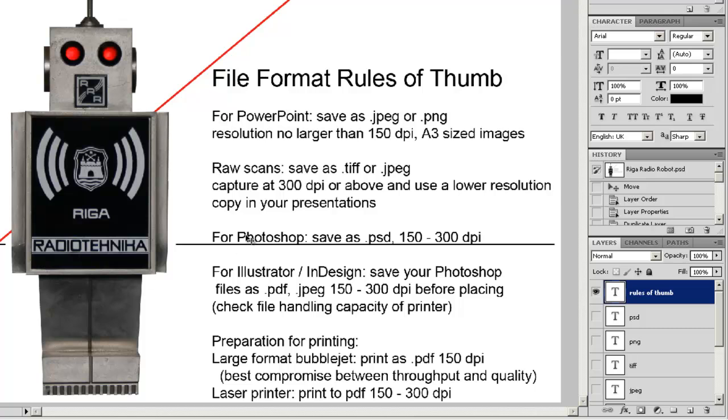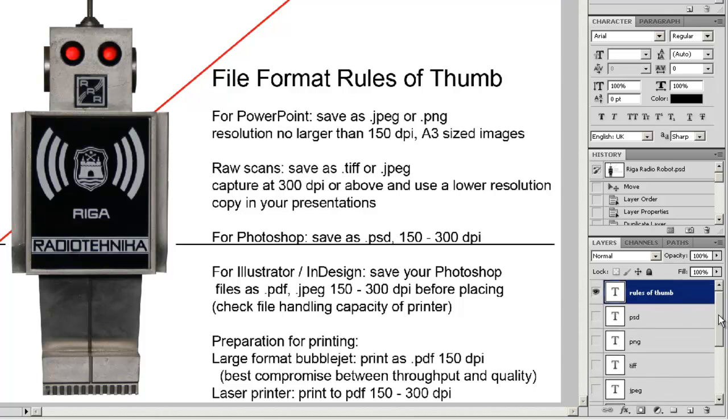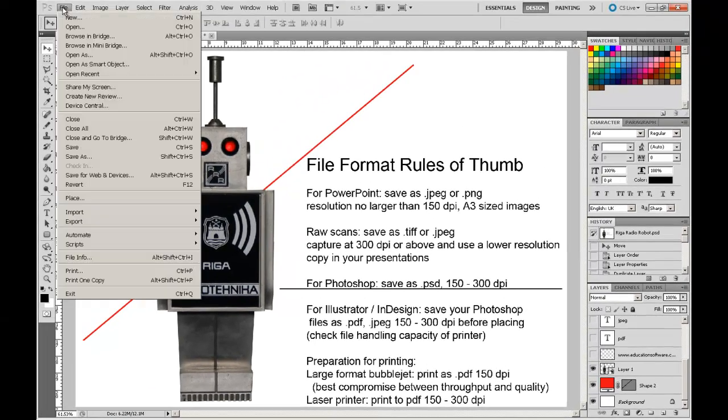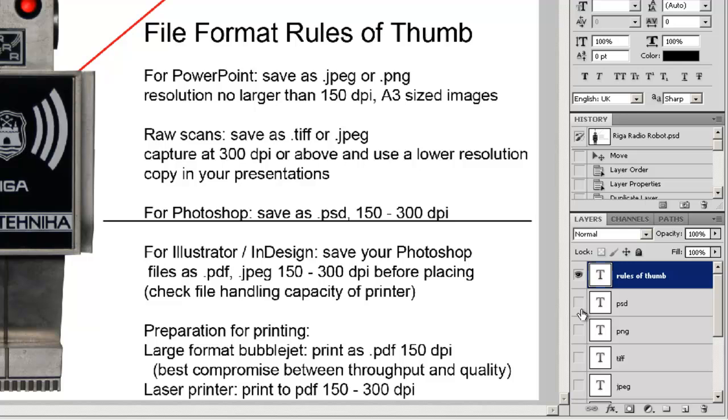Now, when you're saving your Photoshop file, you can see here with this presentation, I've got quite a number of layers off to the side. If I save the file as a Photoshop format, it'll save all these layer designations. Now, if I wanted to save a copy with just this layer visible, notice I've turned off all of these other layers. I can turn them on and off by clicking on the eye icon next to them.